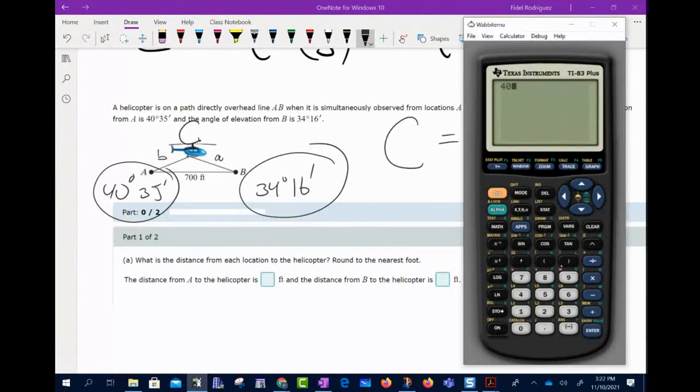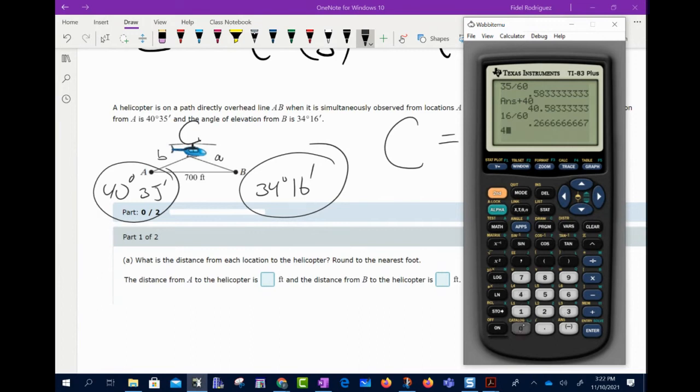40, and let's see, what is 35 divided by 60? Actually, let me do it like that. 35 over 60 is that, so plus 40, there's that angle. Put 16 divided by 60. Oh, point, okay, so 34.